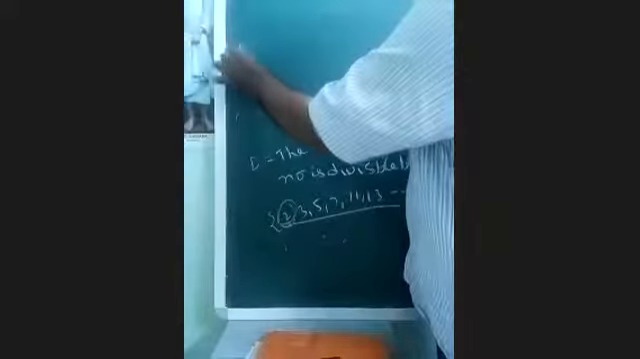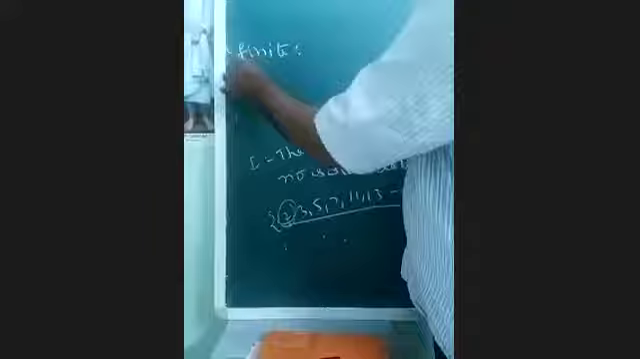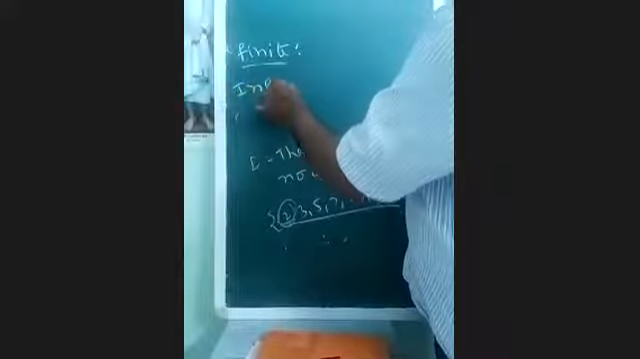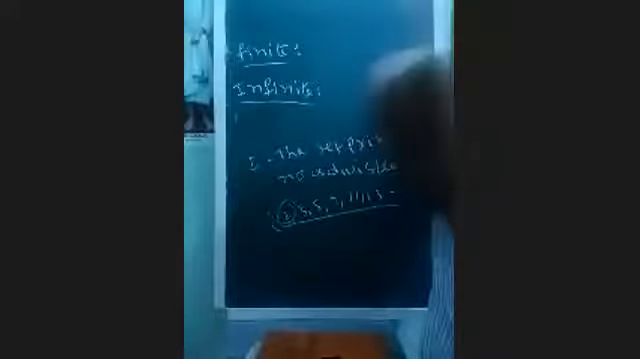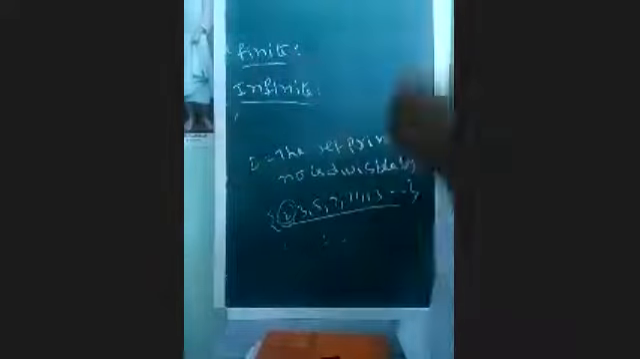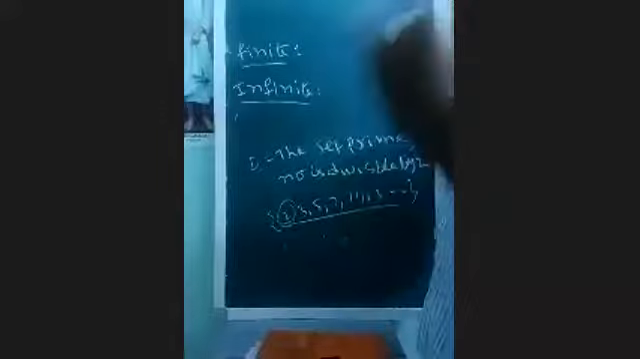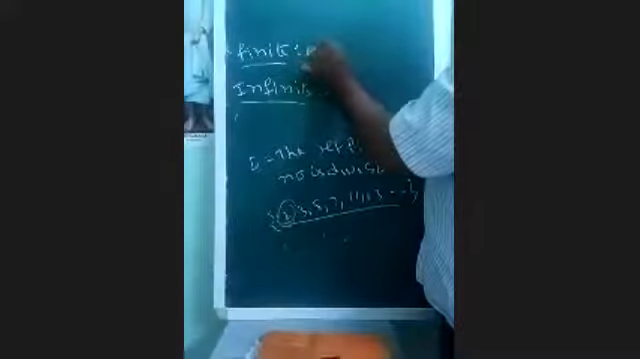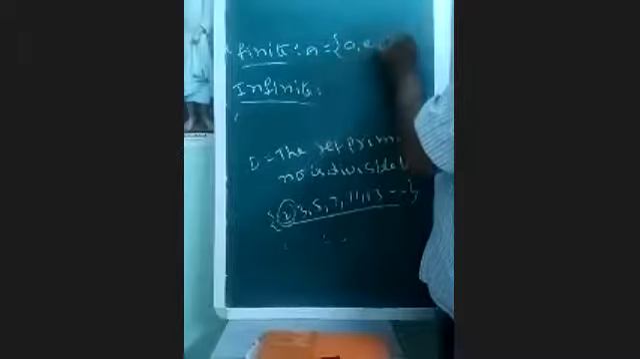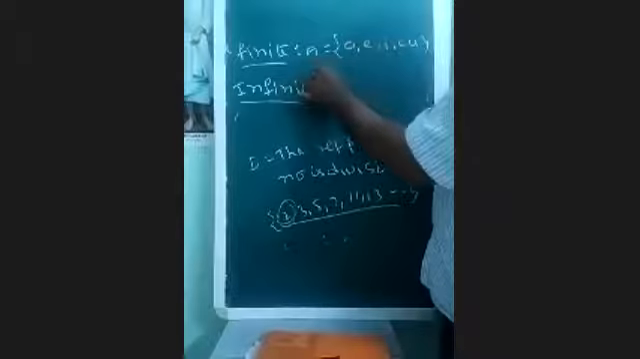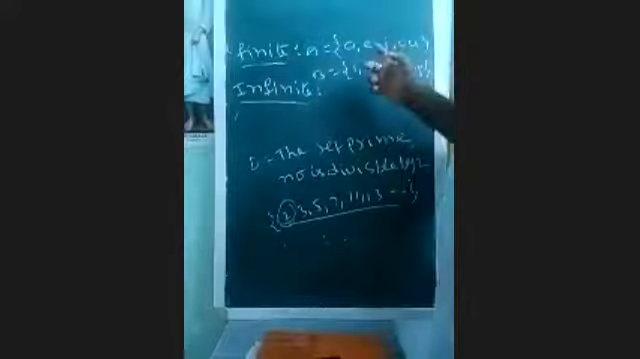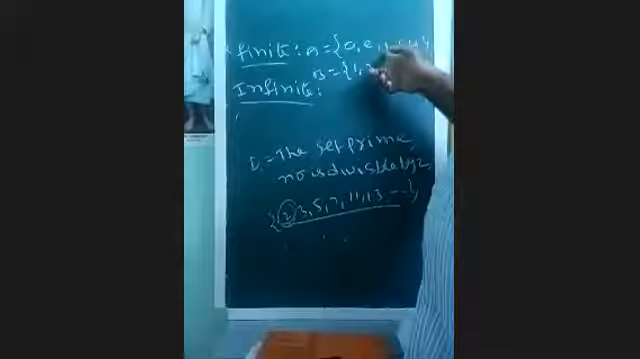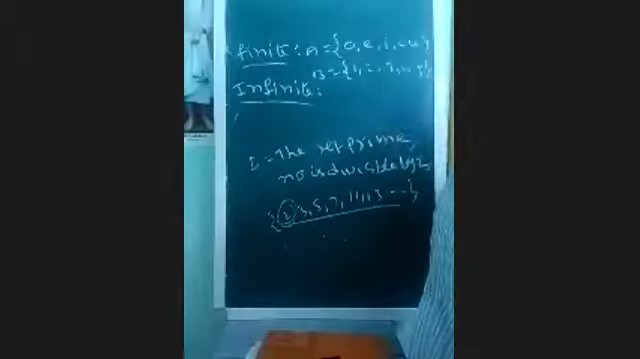Next, finite set and infinite set. Do you know the finite set? Any set that has only countable elements, objects or numbers. For example, set A is equal to a, e, i, o, u. The set B is equal to 1, 2, 3, 4, 5. The set has a countable number of elements. Then this is called a finite set.